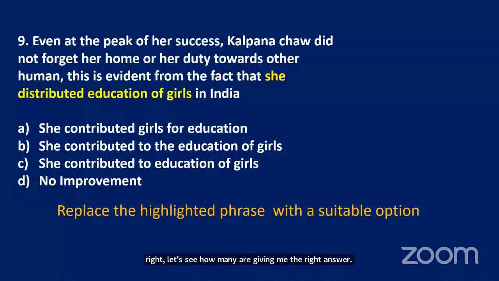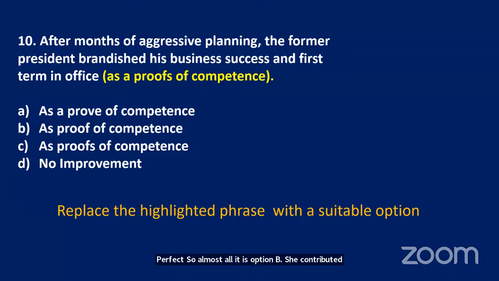Let's see. Vishwant, Varun Tej, Vaishnavi, Gayatri, almost all are giving me the right answer. Perfect. So almost all. It is option B. She contributed to the education of girls. Right. Perfect. See the 10th one. After months of aggressive planning, the former president brandished his business success and first term in office. Right? So this is as a proofs of competence.